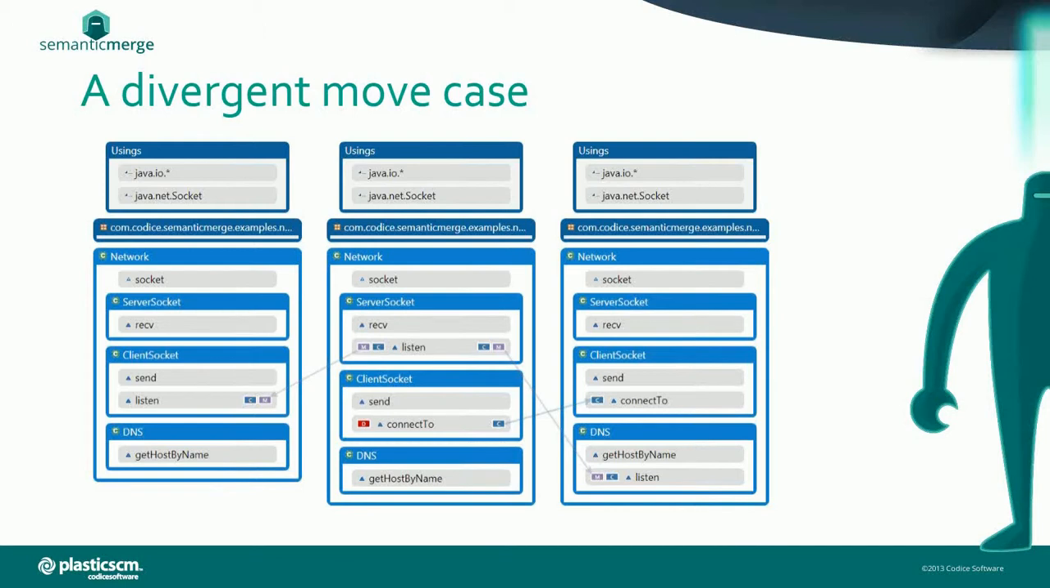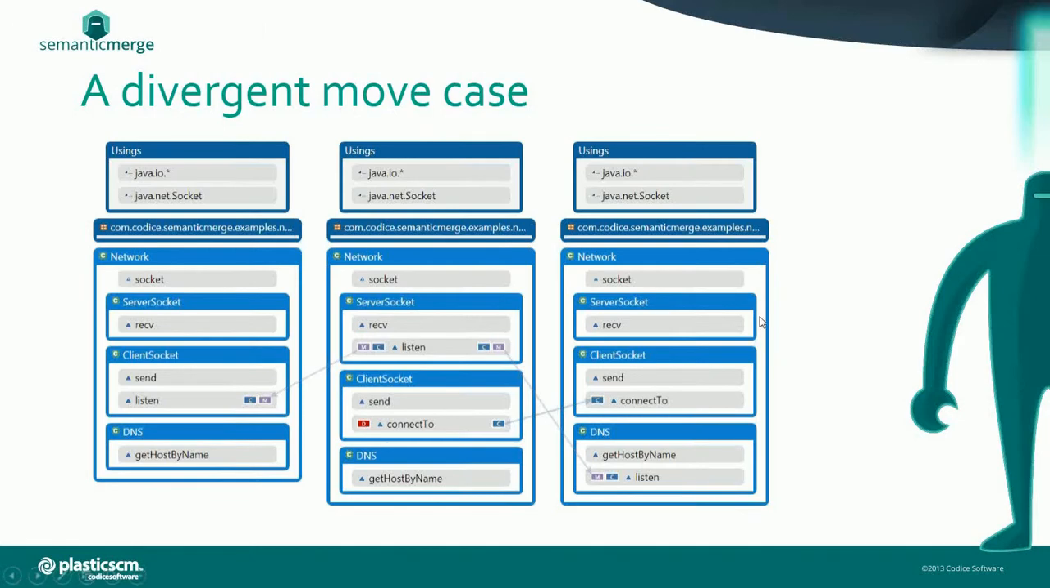Okay, so the second example I'm going to cover today is what we call the divergent move case. Basically, what happens if you have a situation like the one here, and then you move a method to two different locations. Look at the method listen on class server socket. This listen method is doing a couple of operations in parallel. The first one is that it's moved from server socket to client socket, but then in parallel, it's been moved to DNS. And it was also being modified twice in parallel, right? So you will need to check this and check what's going on.